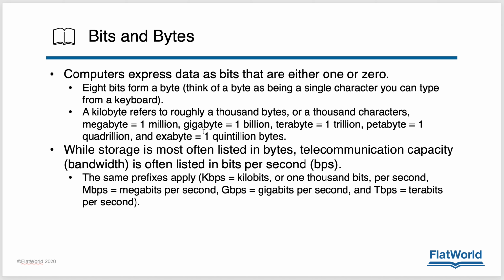A kilobyte refers to 1,000 bytes. So kilo, just like the metric system, which we don't use in the United States. A megabyte is 1,000,000 bytes. A gigabyte, 1 billion. Terabyte, 1 trillion. And then you expect to hear about petabytes, which is 1 quadrillion, and an exabyte, which is 1 quintillion.